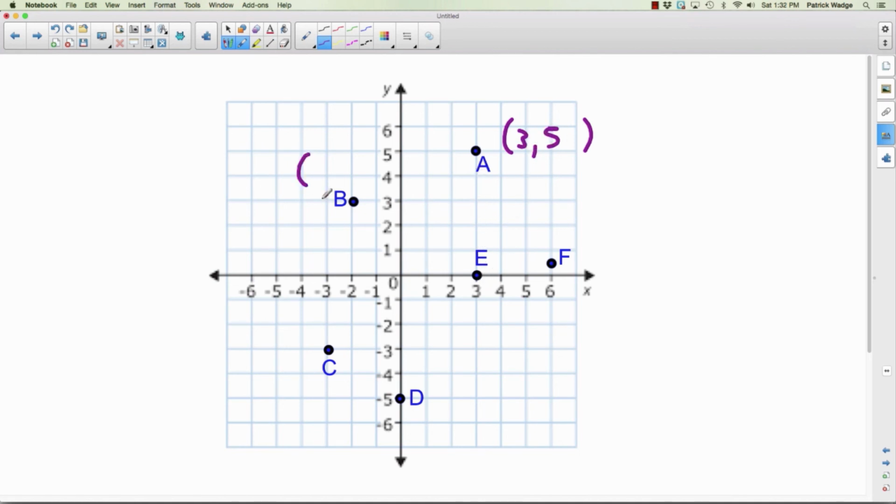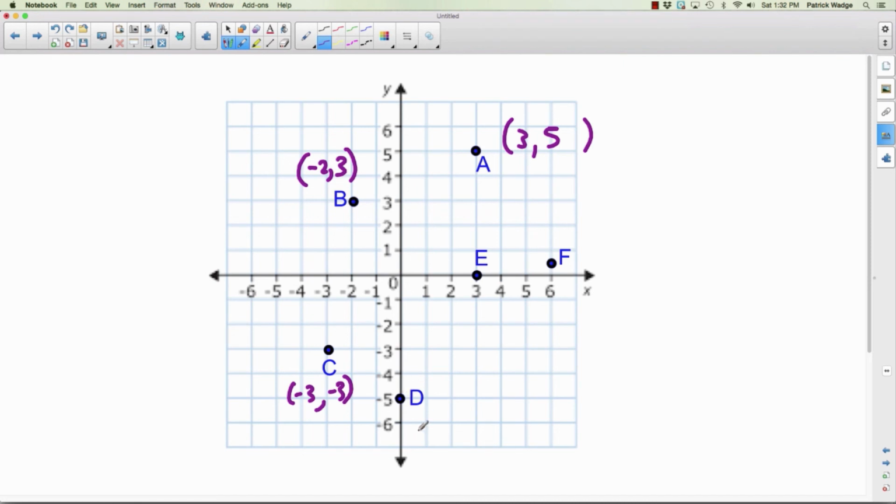Great. B. I start at the origin. I'm going over 2 to the left, so that's negative 2, and then I'm going up 1, 2, 3. So that's positive 3. C, I'm going over 3 again, or over 3 to the left, 1, 2, 3, so it's negative 3. And then I'm going down, so it's negative again, 1, 2, 3 again, negative 3, negative 3.